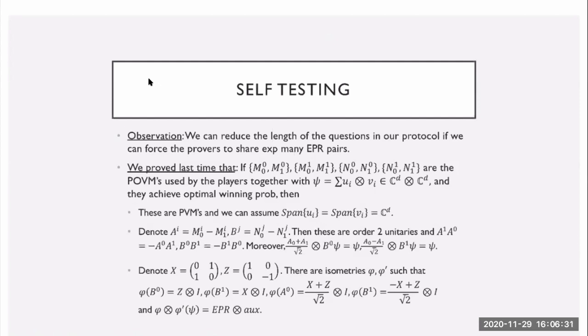So we said that if we can force them to share many EPR pairs, we are able to do this answer reduction. We are able to make them sample their own questions. Okay, great.